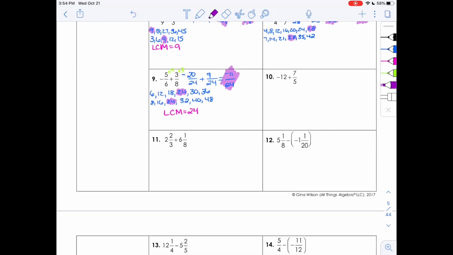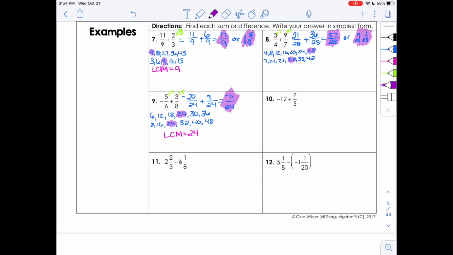Let's take a look at number 10. Number 10, we do have an improper fraction, but then we also have a whole number. So we want to rewrite that one so that they're both fractions. So remember, any whole number written as a fraction, we just simply put it over 1. So we're going to rewrite that problem as negative 12 over 1 plus 7/5, so that we're dealing with both fractions. But we still need to make sure that we have a common denominator before we can add them.